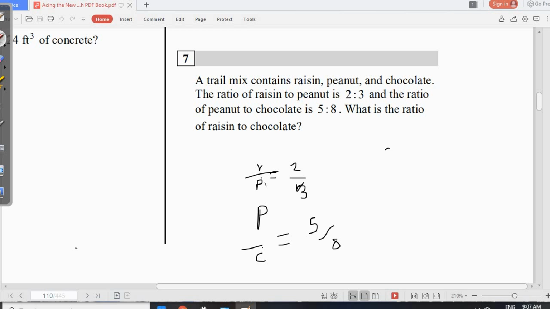Okay, so let's do this. We cross this. This will give you 3r equal to 2p, and this is 8p is equal to 5c. So what they're asking is, what's the ratio of raisin to chocolate? R to c. So if 8p is equal to 5c, just rearrange this. You have p is equal to 5c over 8.